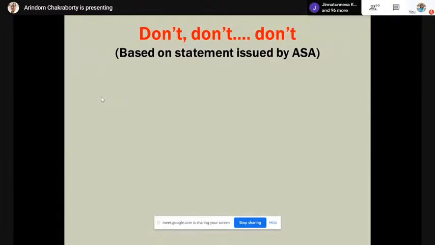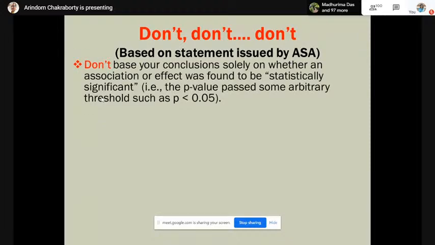After the criticism received from that journal, the American Statistical Association, ASA, issued a statement saying you can't do some sorts of things, and they put in a list. The first thing: don't base your conclusion solely on whether an association or effect was found to be statistically significant. So just a p-value will not suffice. You cannot conclude just using a p-value less than 0.05.